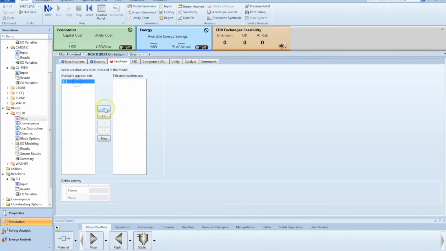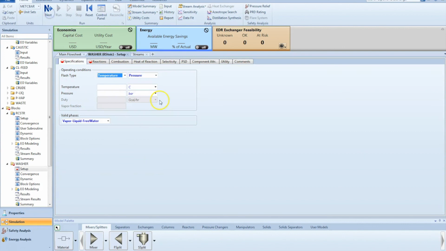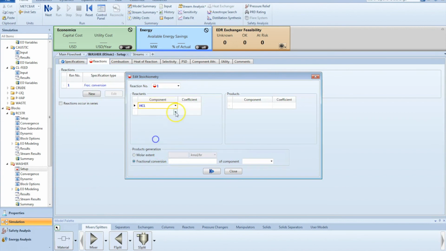Press the blue next arrow and add the R1 reaction set to RCSTR. Pressing the blue next arrow brings you to the washer. Enter the operating conditions 328 Kelvin and 2.4 bar. Change the valid phases to vapor-liquid-dirty water. Go to the Reactions tab and enter the neutralization reaction as shown. Enter a fractional conversion of 1 for hydrogen chloride. Save the file where it can be accessed later.